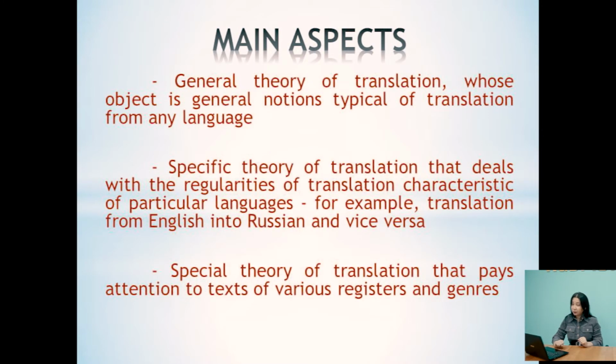There are several aspects of this branch of linguistics. First, general theory of translation, whose object is general notions typical of translation from any language. The second, specific theory of translation that deals with the regularities of translation characteristic of particular languages, for example, translation from English into Russian and vice versa. The third, special theory of translation that pays attention to texts of various registers and genres.